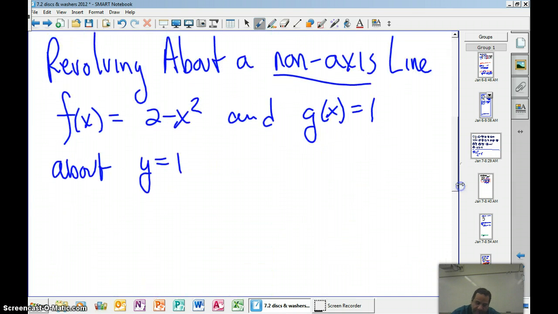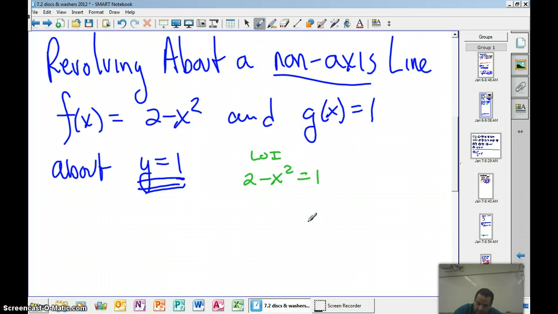All right, we're going to revolve about a non-axis line. So it's still going to be a disk, but it's going to be about y equals 1. So instead of the x-axis, which is y equals 0, this is y equals 1. This one doesn't tell us the limits of integration, so we have to find them. So in green, I will find the LOI. The LOI is found by setting the functions equal to each other.